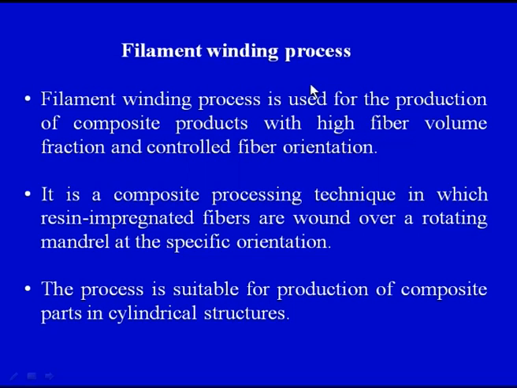Now, the filament winding process. The filament winding process is used for the production of composite products with high fiber volume fraction and controlled fiber orientation. There are two important points in this particular bullet. Filament winding is used for production of composite parts, that is obvious, because we are discussing it under module 5, which is for processing of polymer matrix composites. But the important point to note is the high fiber volume fraction which can be achieved in the filament winding process, and secondly the controlled fiber orientation.